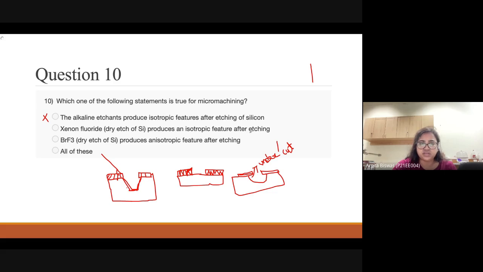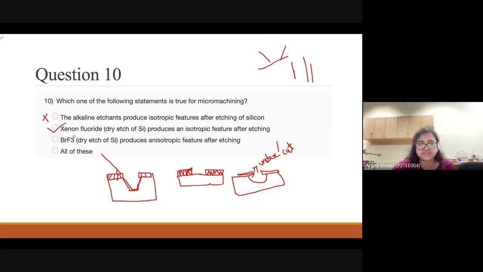Xenon fluoride produces an isotropic feature because for a dry etch, I have already discussed, when we use the dry etch, we get this type of structure, like this and this. But in anisotropic, what happened? In anisotropic, we get this type of feature like this, and there is some angle present. So the right option is option B. Xenon fluoride produces an isotropic feature after etching.